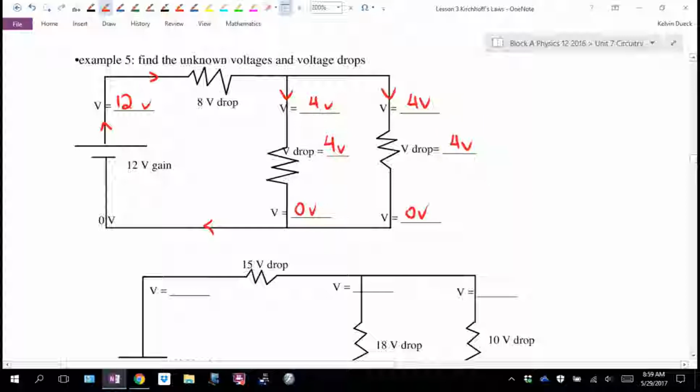By the way, in a few seconds, I'm going to stop labeling everything, and we're just going to label the resistors, the drops. That's all we really care about. But we'll do one more.